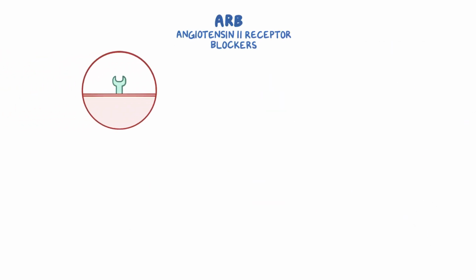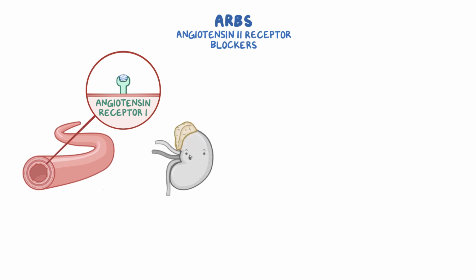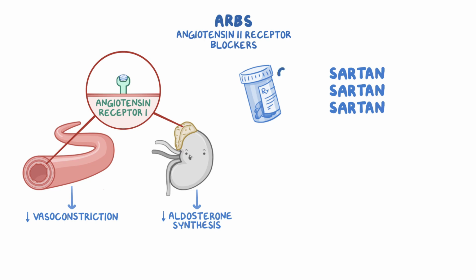Finally, we have Angiotensin II Receptor Blockers, or ARBs. They bind to angiotensin receptor 1 on vascular smooth muscles and the adrenal glands, which prevent angiotensin II from binding. This results in decreased vasoconstriction and decreased aldosterone synthesis, respectively. ARBs end in sartan, like Candesartan, Valsartan, and Losartan.